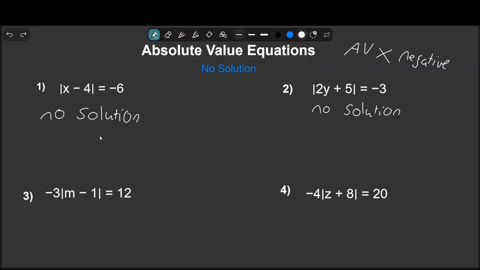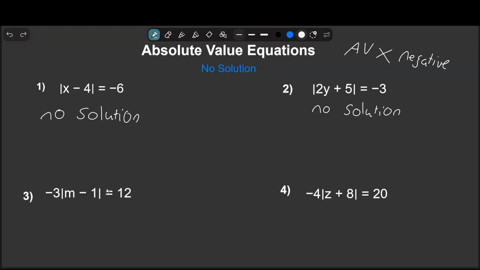So now for the third and the fourth one, you can see the absolute value isn't a negative number, but it still has no solution. So now I'm going to show you guys why it still has no solution, even though it is a positive number.